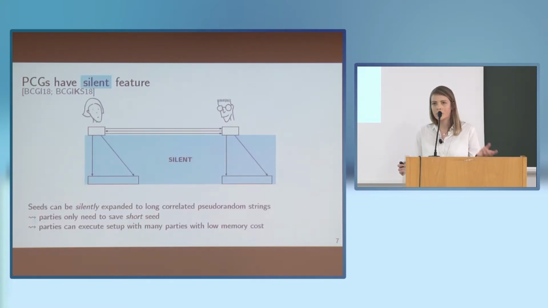A very nice feature that pseudorandom correlation generators have is a silent feature. As soon as you have set up this short seed, there's no further communication required to get this correlation. Think of the setting of MPC, when you don't know with whom you want to engage in some MPC protocol in the future: you can just run it with many people, and it's very memory cheap. You just save the short seed, and at any time in the future you want to engage in a computation, for the preprocessing, no further communication is needed.